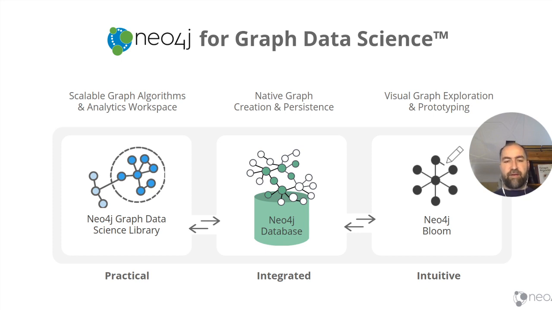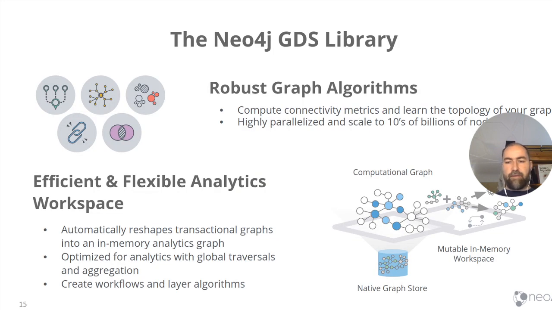For Neo4j, that means we have the core database, which integrates with a graph data science library, which brings along a lot of algorithms, an in-memory analytics workspace, and Neo4j Bloom as a visual exploration tool. So we have algorithms around centralities, cluster detection, link prediction, and similarity. And now with the newest release that's going out soon, we also have things like embeddings, which is really interesting for integration with machine learning tools.